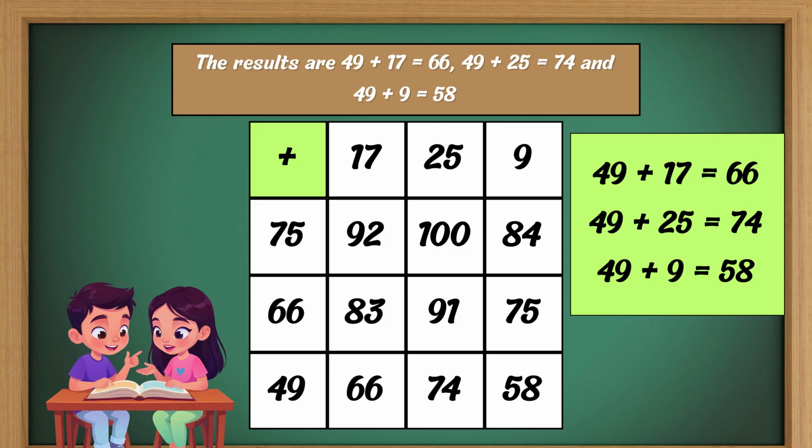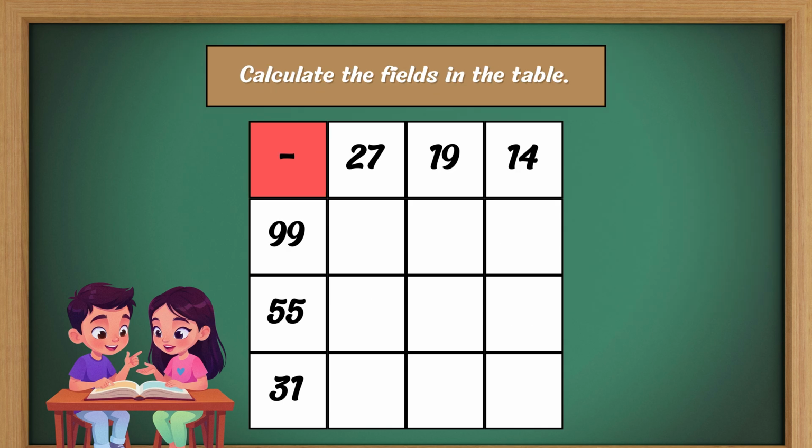The results are 49 plus 17 equals 66, 49 plus 25 equals 74 and 49 plus 9 equals 58. Calculate the fields in the table.